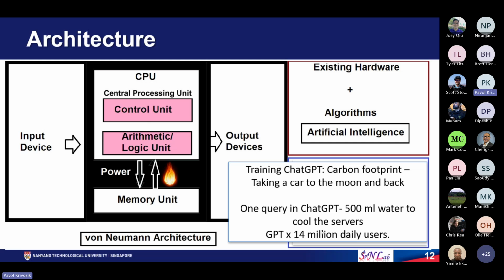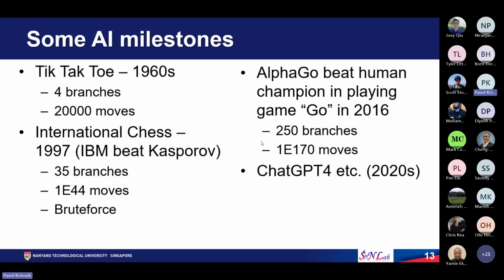And imagine, ChatGPT-4 has like 14 million daily users and they all ask queries. So you can see the impact of artificial intelligence on the energy consumption. So this is one of the problems.